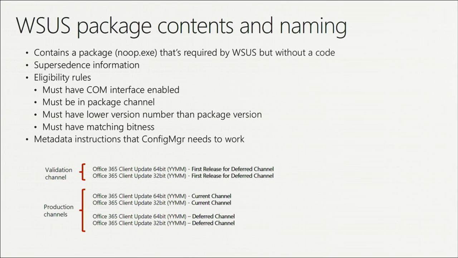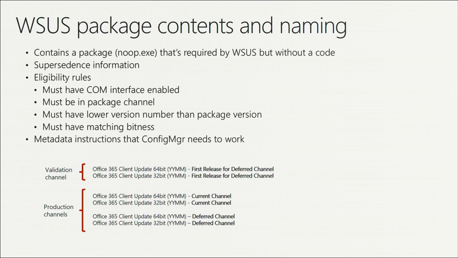But the big thing to focus on here is these eligibility rules. So briefly, I talked about that Office COM object that needs to be enabled so Config Manager is able to communicate with the client device and kick off the processes that it needs. You must be in the correct package channel. So if you're trying to push, perhaps, a targeted package to a semi-annual device, you need to make sure those are in alignment. The other part, which seems like common knowledge, is you must have a lower package version number than what's out there.